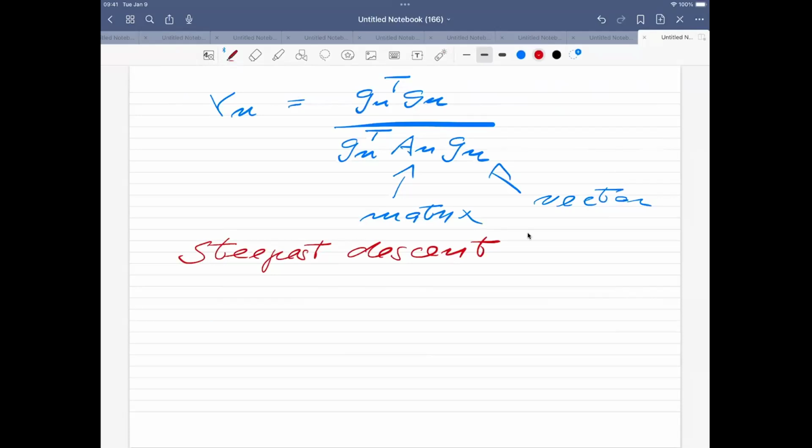So if this basis here is an eigenbasis of this one, this equation simplifies further, but we are coming back to that next time.